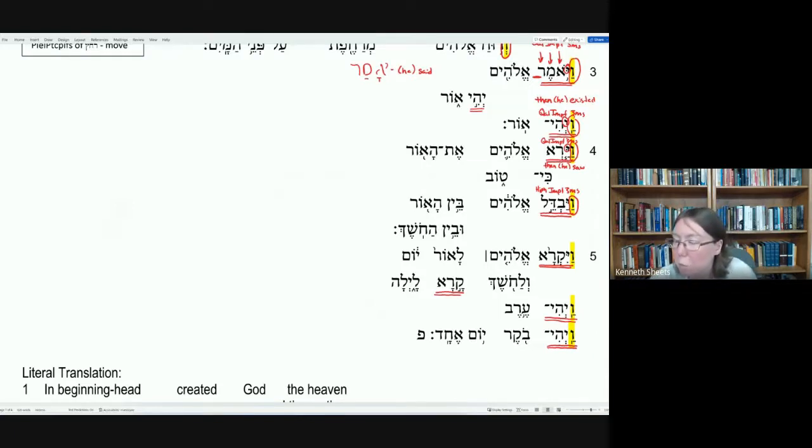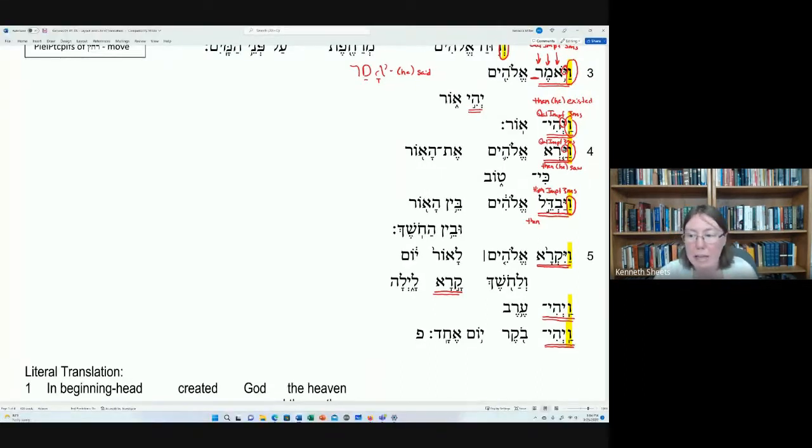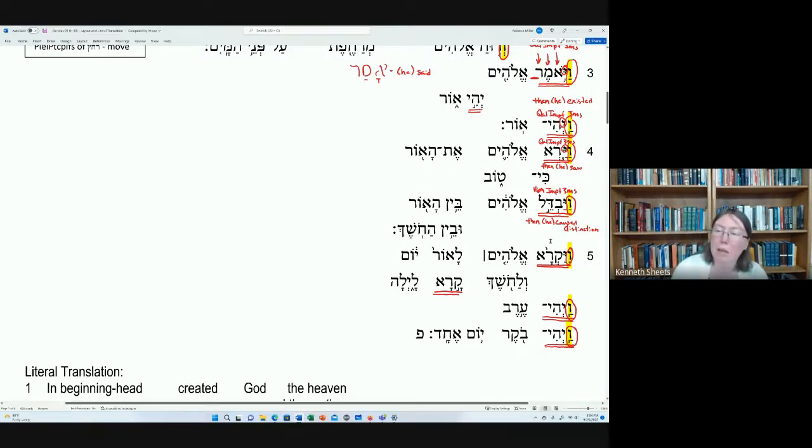So waw consecutive, I would translate it as then, and it flips the aspect, making imperfect verbs perfect. So then he, hifil causative, caused distinction. And then if we come on down here, we have again vayikra, another waw consecutive. Vayhi, another waw consecutive. Vayhi again, another waw consecutive.